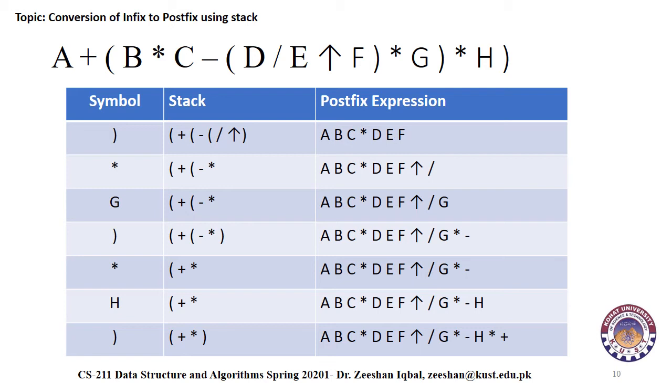Next symbol is again asterisk, which is an operator, so we have to check the stack top position. It already has the plus operator which has less precedence than asterisk or multiplication, so plus will remain on stack and we will push the new operator asterisk on stack. Next symbol is H, which is an operand. We will put it in postfix expression directly.